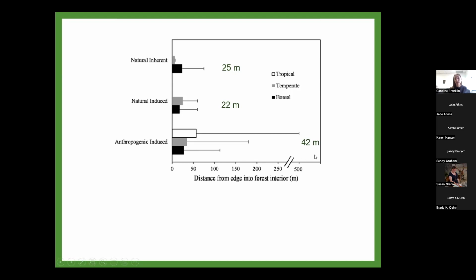for the anthropogenic edge was 42 meters, and this is higher than the DEI reported for the natural edges. At the natural inherent edge, overall DEI was 25 meters, and at the natural induced edges, the overall DEI was 22 meters. So this is quite a bit lower than the overall estimated DEI at anthropogenic edges.